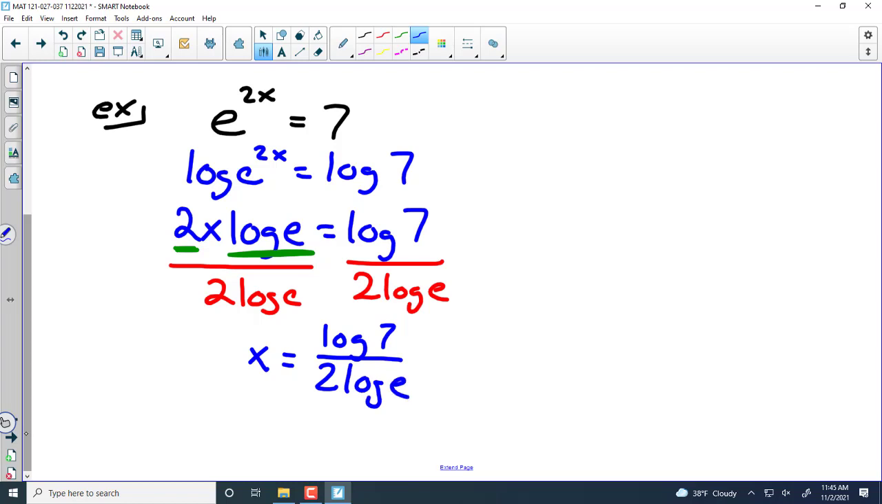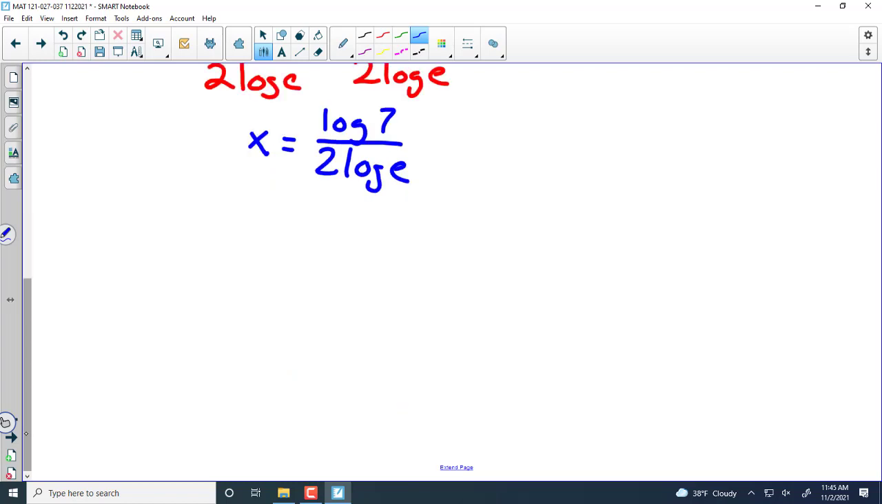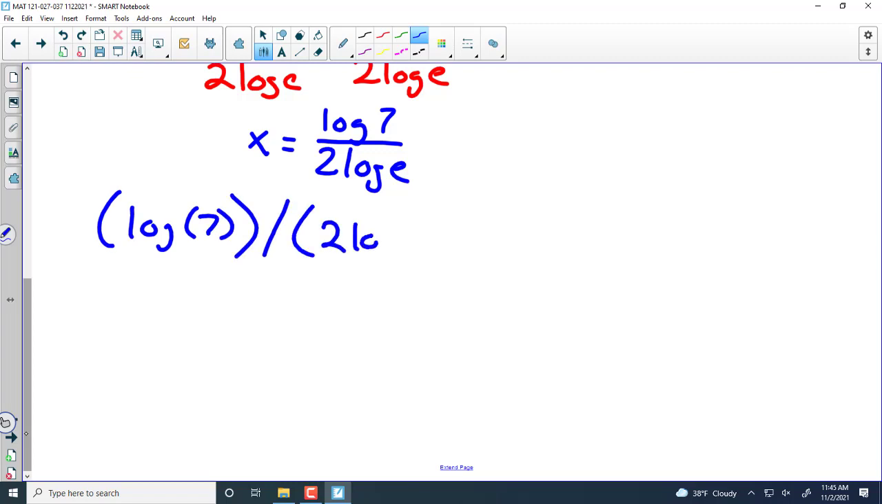Plugging e into your calculator is a pain in the neck, because on most calculators, to plug e into the calculator, you got to do e to the first power. So on most calculators, what you'd have to do to finish this problem is you would do the log of 7 divided by 2 times the log of e to the first power. That's how you'd have to finish it up, because most calculators will prompt you to say you must put a power on e if you're going to use e. And since we want just e, not e to a power, we got to write e to the first.